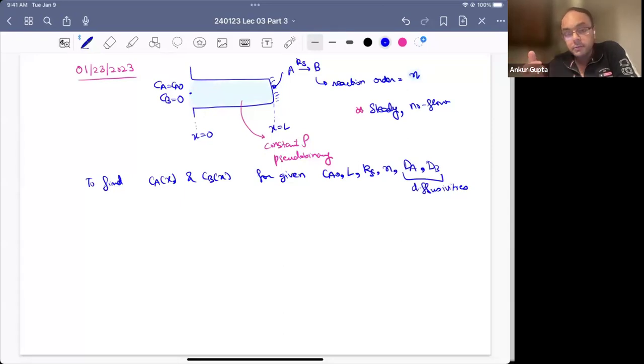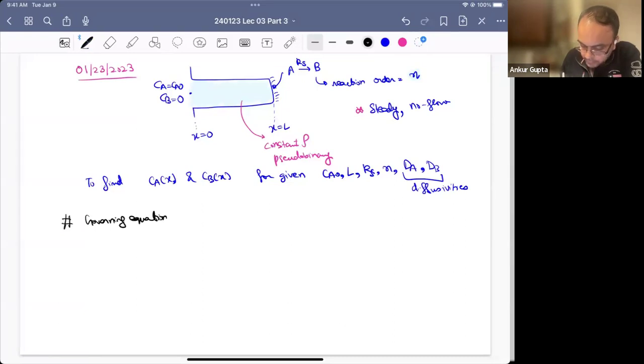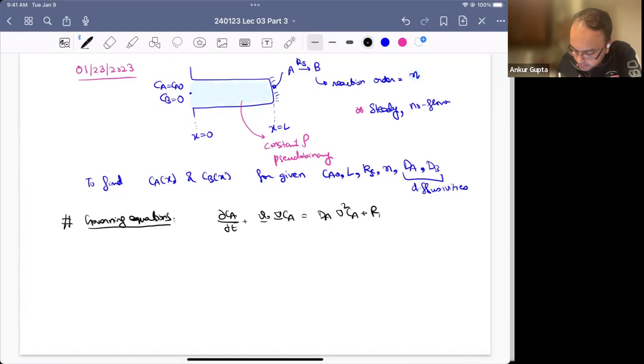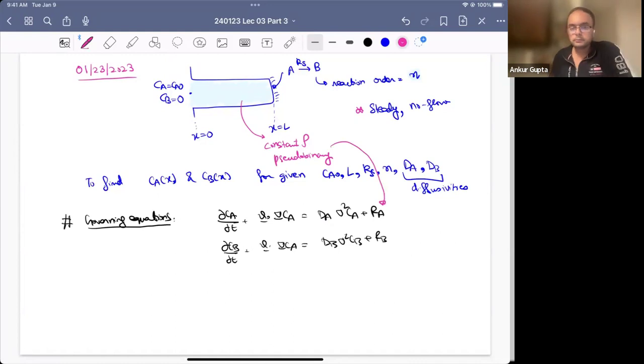Whenever you have to solve an equation like this, this is clearly a transport problem. The first step is to look at the governing equations. Remember the governing equations are: del CA by del t plus v dot del CA is equal to DA del square CA plus RA; del CB by del t plus v dot del CB is equal to DB del square CB plus RB. And remember, we are able to write this because of constant density and pseudo binary assumptions.